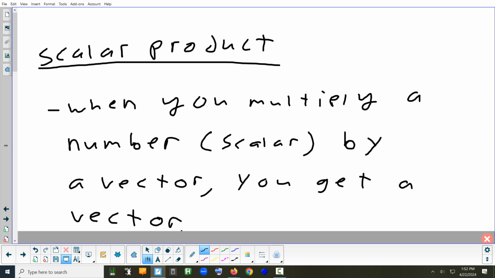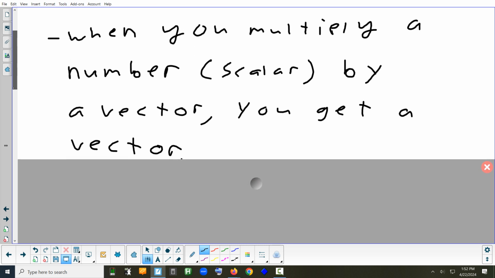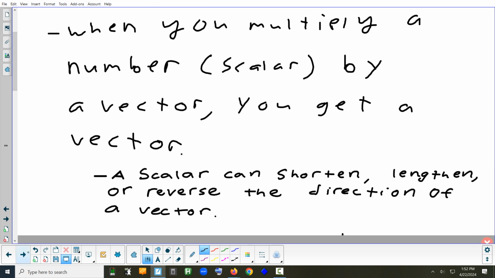What's going to happen if you put a negative number in front? It's going to flip it, exactly. So there's 3 things that can happen when you scale a vector. It can get longer, it can get shorter, or if you put a negative in front, it can also reverse the direction of it. Okay, but it gives you a new vector. That's what's important. Longer, shorter, or flipped. That's all that can happen.